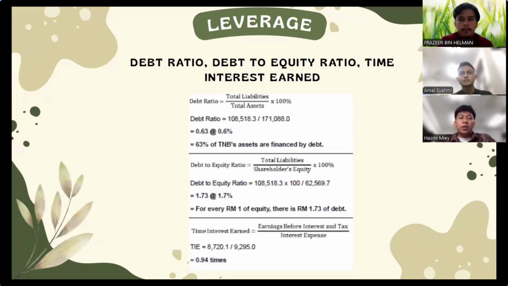However, the times interest earned ratio is only 0.94 times, which means operating profit is not sufficient to fully cover interest expenses. So next I pass to my friends.